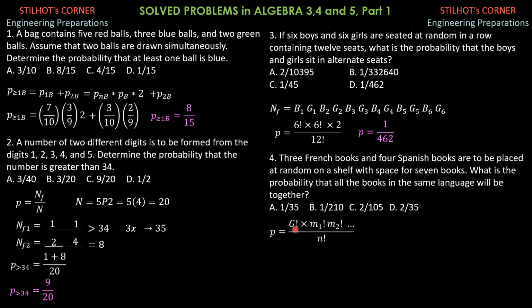Substituting, there are 2 groups. Then this is French books, so 3 factorial. Then this is Spanish books, 4 factorial. So P equals 2 factorial times 3 factorial times 4 factorial over 7 factorial, and that is equal to 2 over 35.